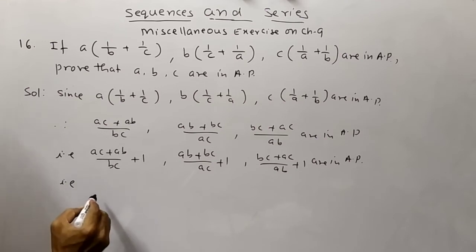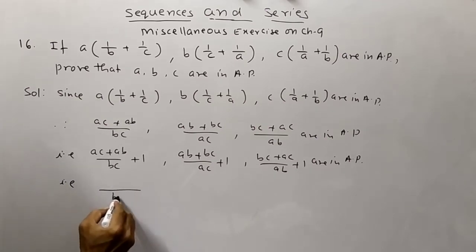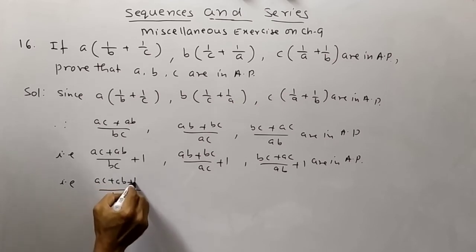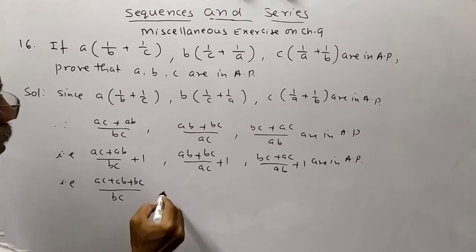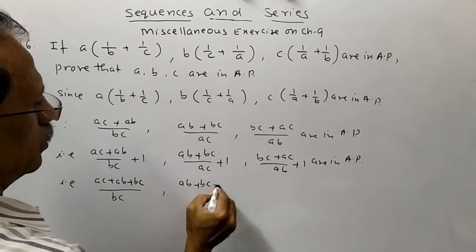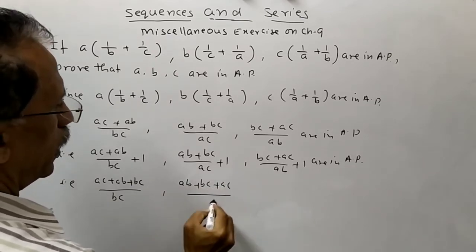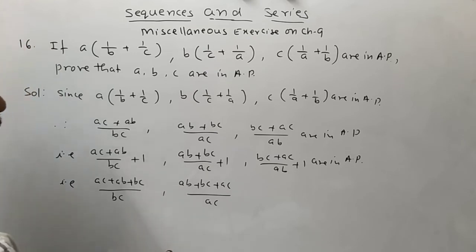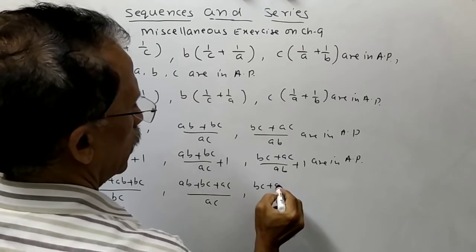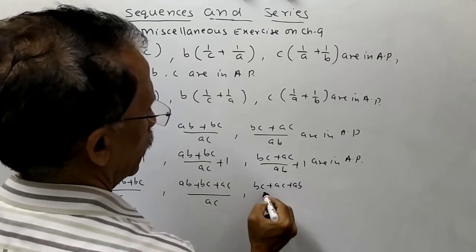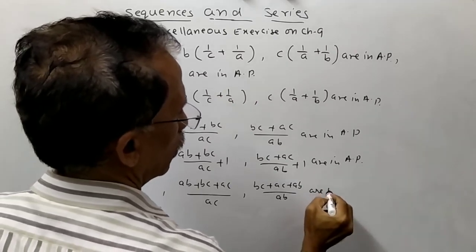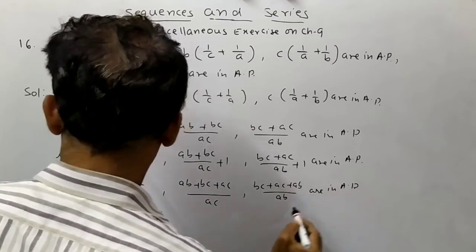That is, after taking LCM, we will get (AC + AB + BC)/BC, (AB + BC + AC)/AC, (BC + AC + AB)/AB are in AP.